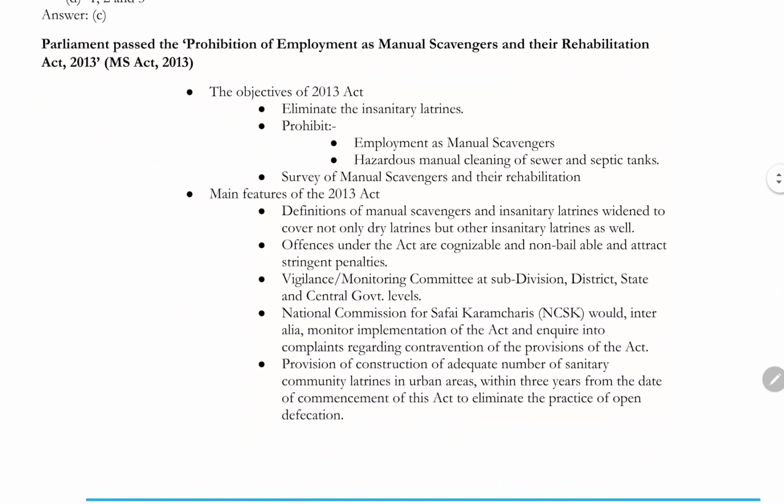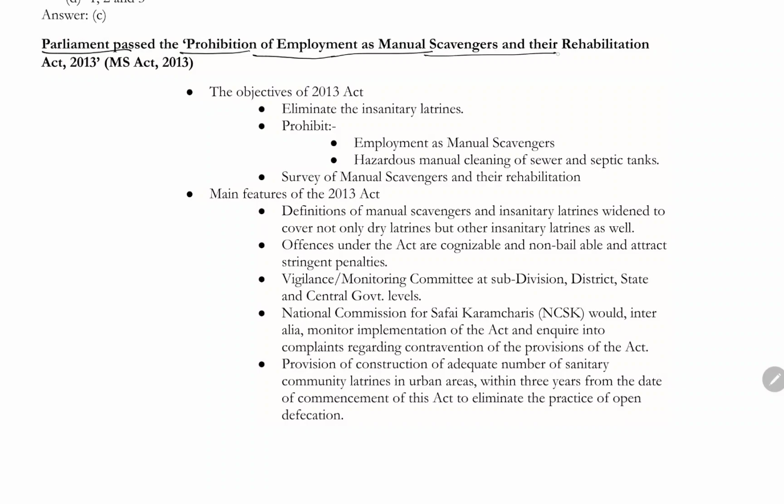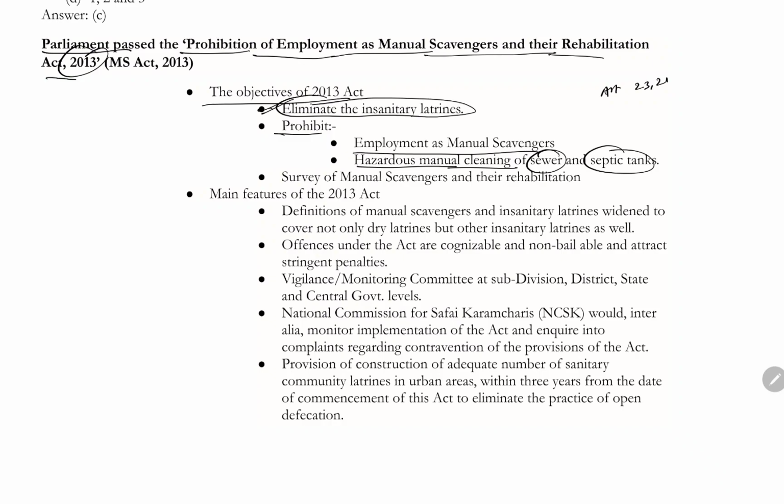Now moving forward, something regarding this act: the Parliament passed the Prohibition of Employment as Manual Scavengers and their Rehabilitation Act 2013. The objective of this act is to eliminate insanitary latrines and prohibit the employment of manual scavengers and hazardous manual cleaning of sewers and septic tanks. You should also know that whenever we are talking about hazardous sewer and septic tank cleaning, we also have Articles 23 and 24, which talk about the prohibition of the employment of children in hazardous factories.